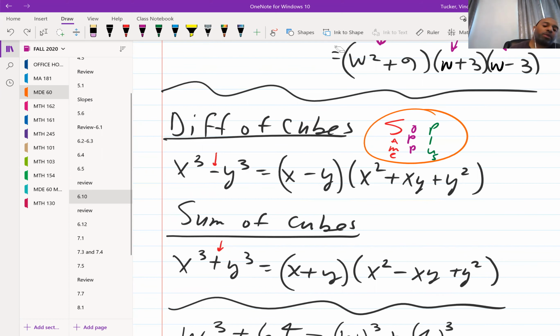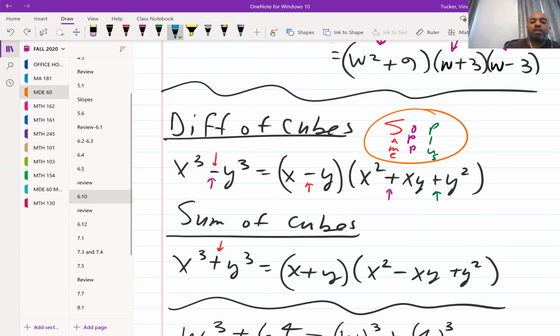Then if you have a plus sign between your perfect cubes, then this will be the formula, x plus y, x squared minus xy plus y squared. Now, the formulas are very similar, and notice the positioning of your x and y will be the same. It's just that you have different signs. And one way of remembering it is SOP: same, opposite, and then plus at the end.